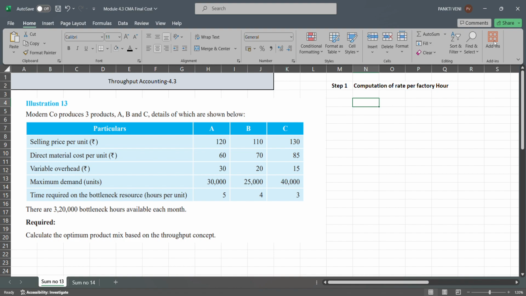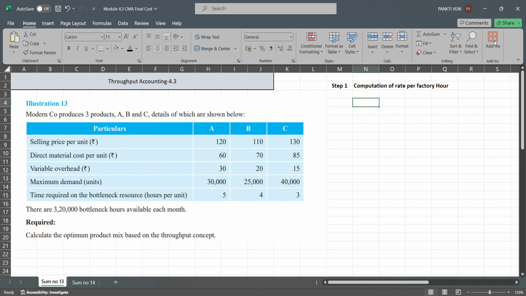So what is variable cost? Variable cost is a cost which varies according to the number of products. Say I have 10 products, I'll have variable cost related to 10 products. Say I have 20 products, variable cost related to 20 products. So variable cost changes with the number of units.